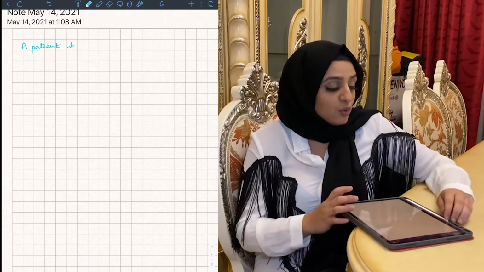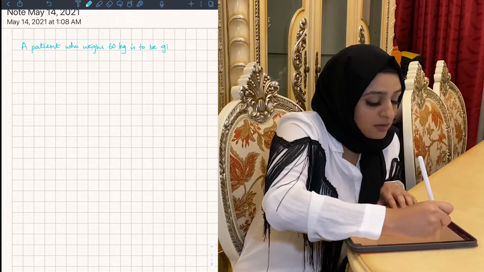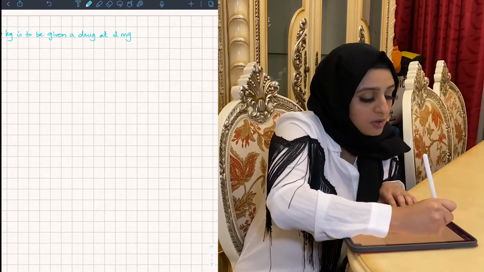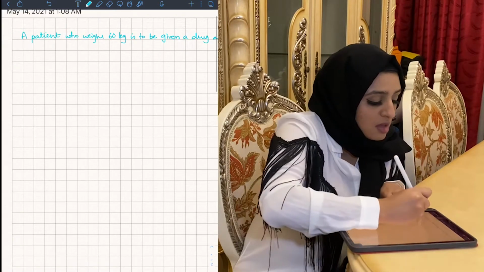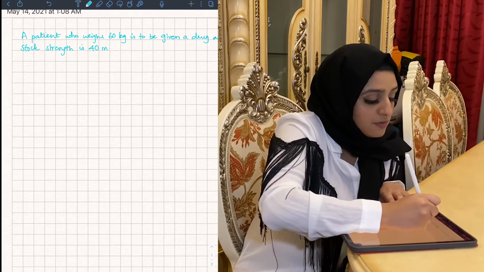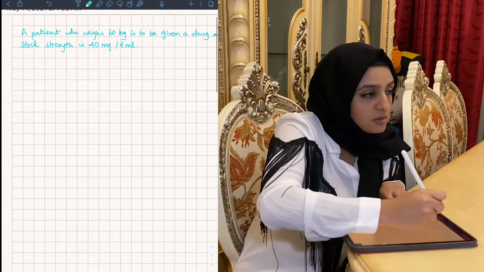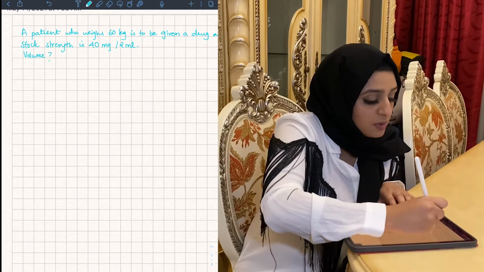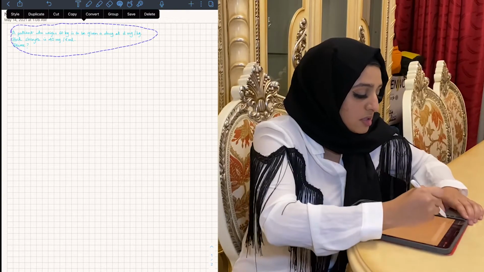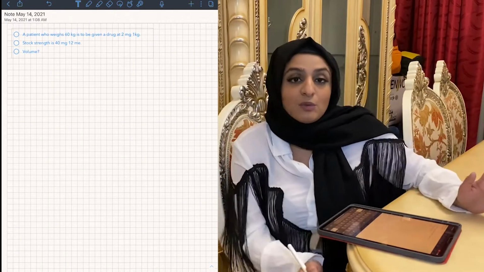A patient who weighs 60 kilograms is to be given a drug at 2 milligrams per kilogram. Stock strength is 40 milligrams per 2 mils. What volume of the drug should be given? Okay, I'm gonna change this into a text. Okay, so here we go.